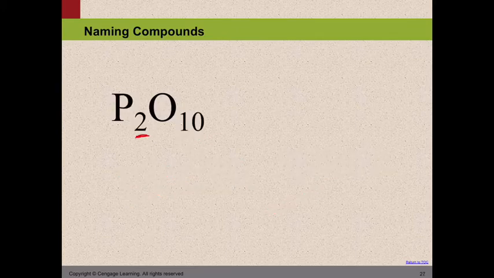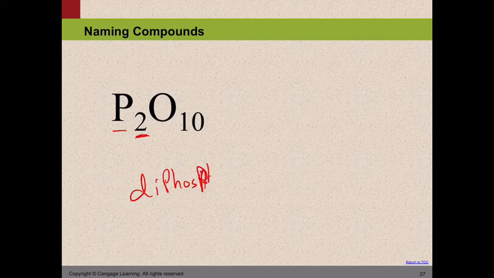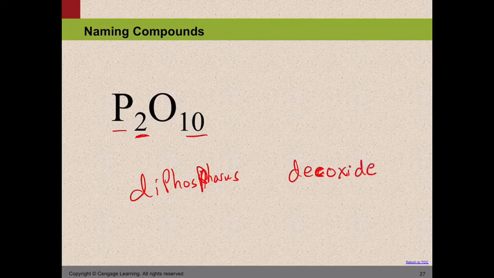What is 2? 2 is di. P is phosphorus. Deca, dec, we've dropped the A, decoxide. Diphosphorus decoxide.